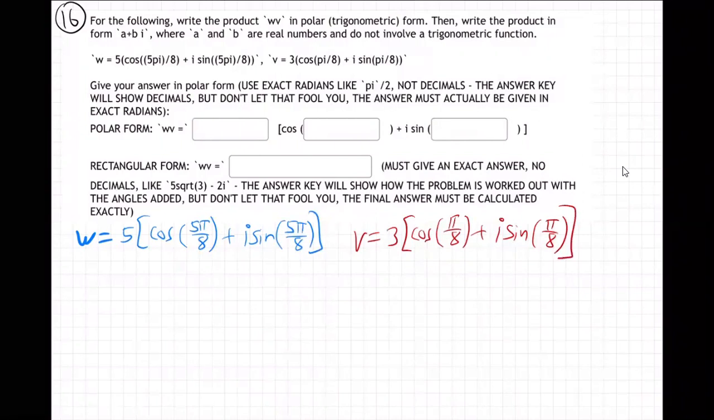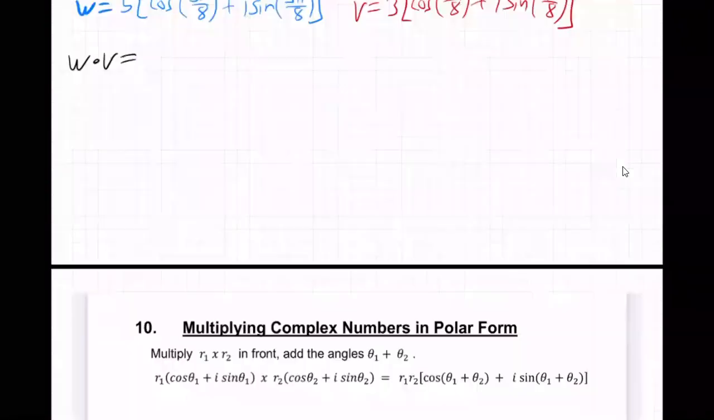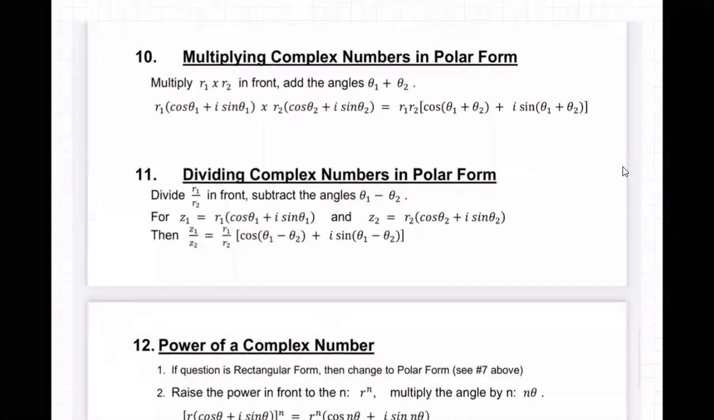Well, I'll just leave the question the way it is. It's good. All right. So what are we supposed to do on this one? We are supposed to find W times V. That's what they want us to take. W times V in polar form. Let's go to the notes.